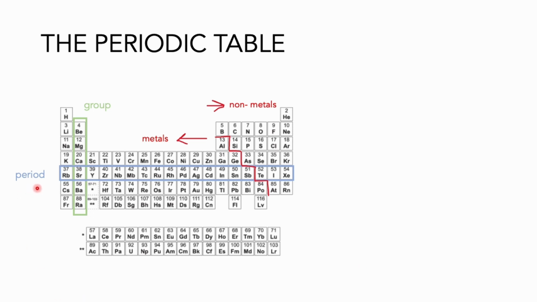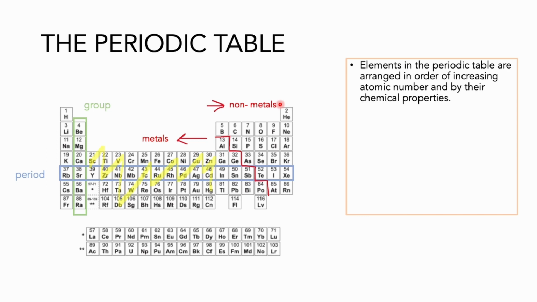A row is called a period, and a column is called a group. All elements in the same group have the same number of outer electrons. When we number these columns, we are ignoring this block in the middle. This is called the transition metals. And then there's this staircase line that goes down from boron. On some periodic tables this might be emphasized, because on the left hand side of it we've got the metals, and on the right hand side we've got the non-metals.